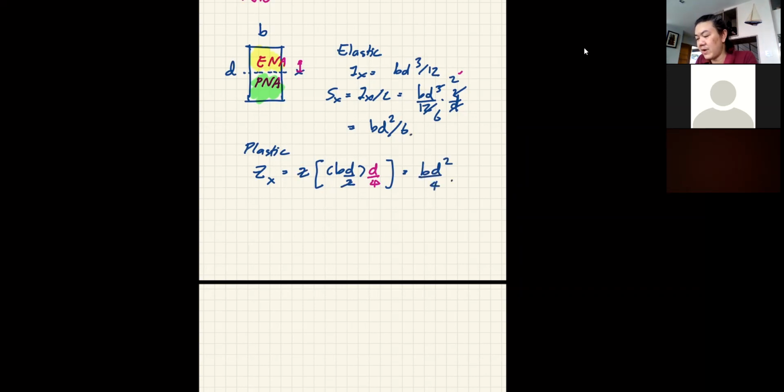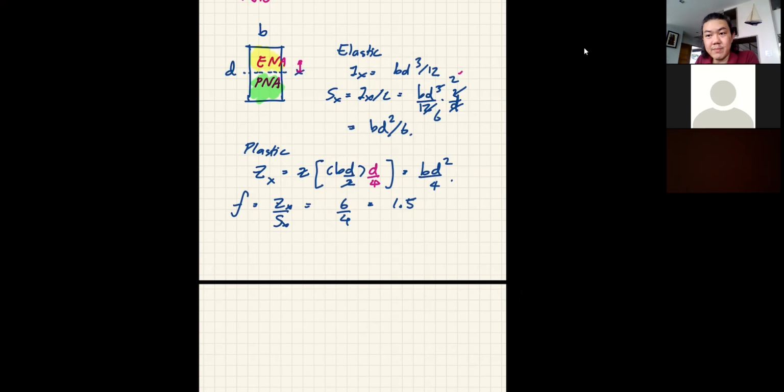Now compare to BD squared over 6. Remember, this is a rectangle. So the shape factor of any rectangle, it's Zx over Sx. Basically, it is 6 over 4 or 1.5. So that's the shape factor of any rectangle.